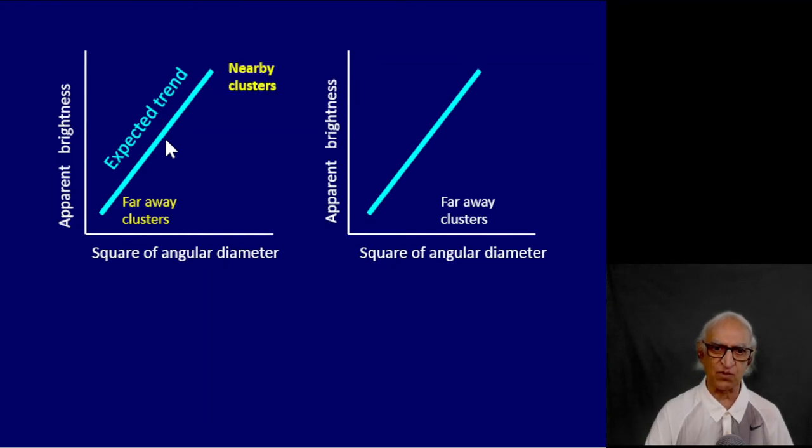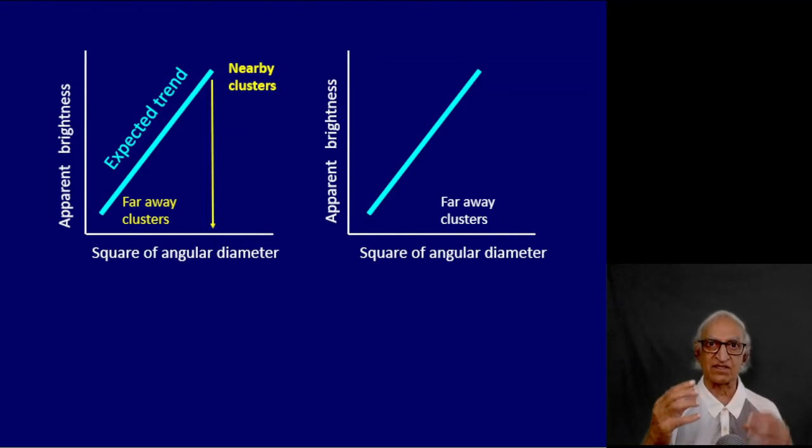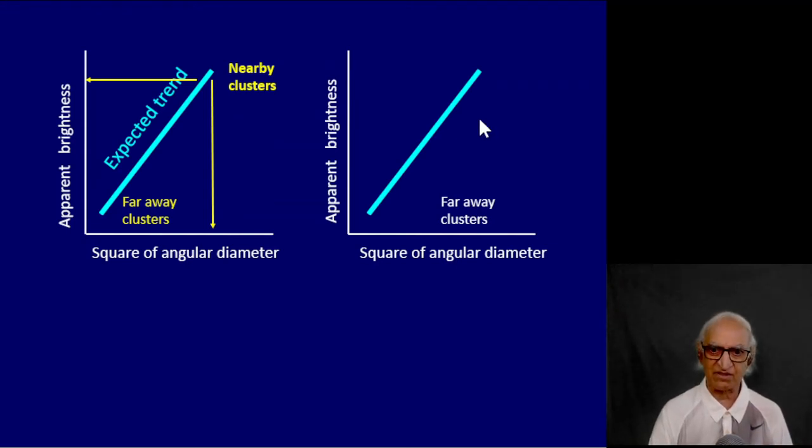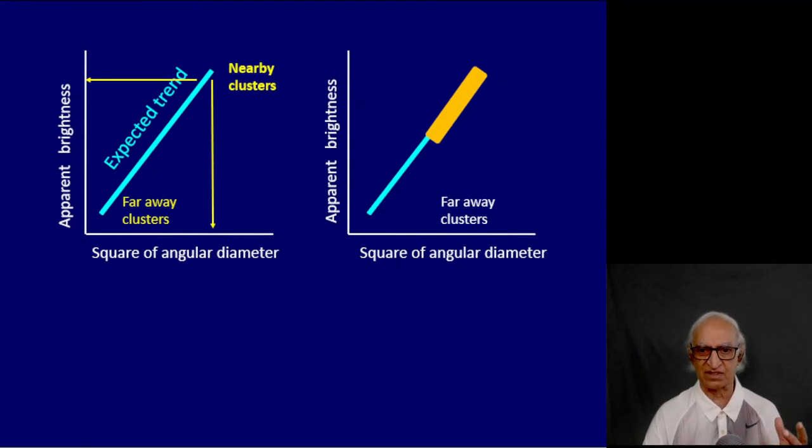Why will the line be sloping? Let us consider nearby clusters. Then the nearby clusters will have large angular diameters and they will have large apparent brightnesses because they are nearby. Whereas the far away clusters will have small angular diameters and small apparent measured brightness. Now, what I'm going to show you is what Trumpler actually observed. He found that nearby clusters followed the expected behavior.